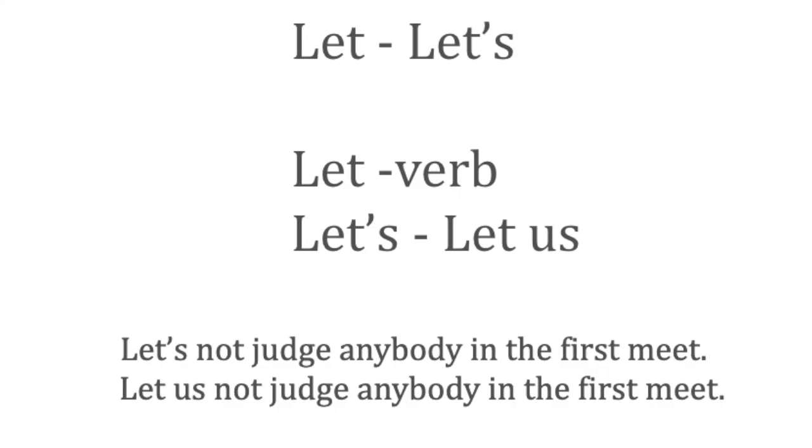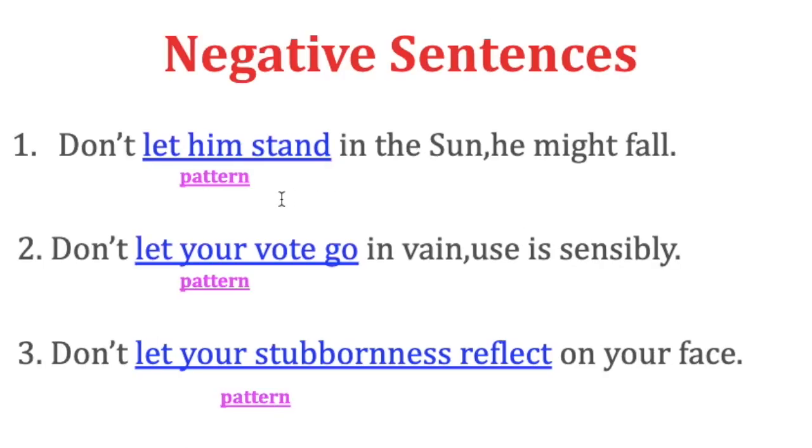Alright, now we'll understand a few negative sentences, how to make negative sentences using let. Look at this. We have to use don't before the verb let. For example, don't let him stand in the sun, he might fall. Pattern remains the same. It is again let, objective pronoun, first form of the verb, let him stand. The only thing is you're adding don't to make it a negative sentence. It means you don't want a certain thing to be done, or you don't want someone to do a certain thing. So you're instructing someone, don't let him stand in the sun, he might fall.